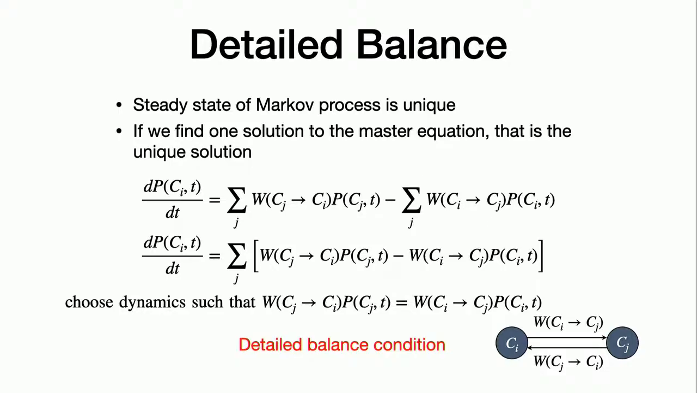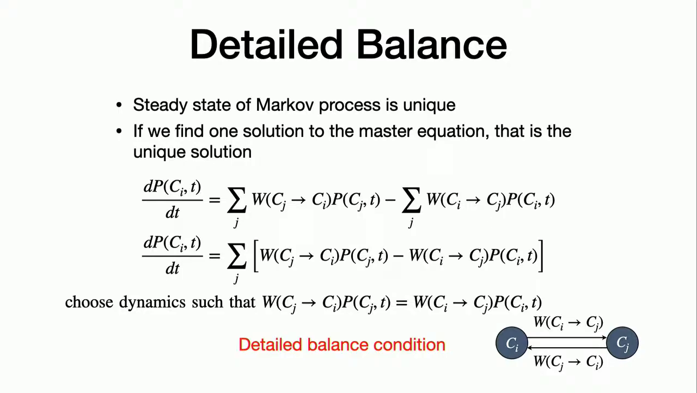There is something called detailed balance. The first statement we know is that the steady state of a Markov process is unique. Therefore, if we find one solution to the master equation, that's the unique solution. Because of the uniqueness, I have to just find one solution. So in the long time behavior, nothing changes with time. I need to know what W's satisfy dP/dt equal to 0. I should make the right hand side 0.